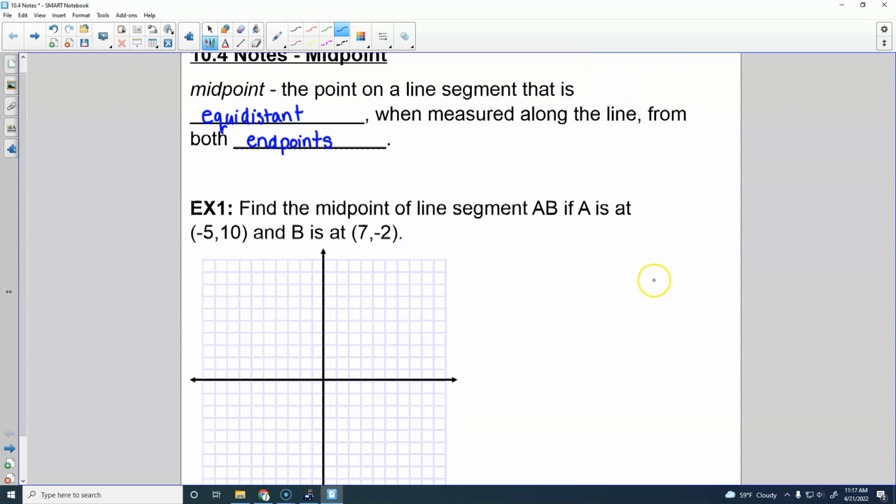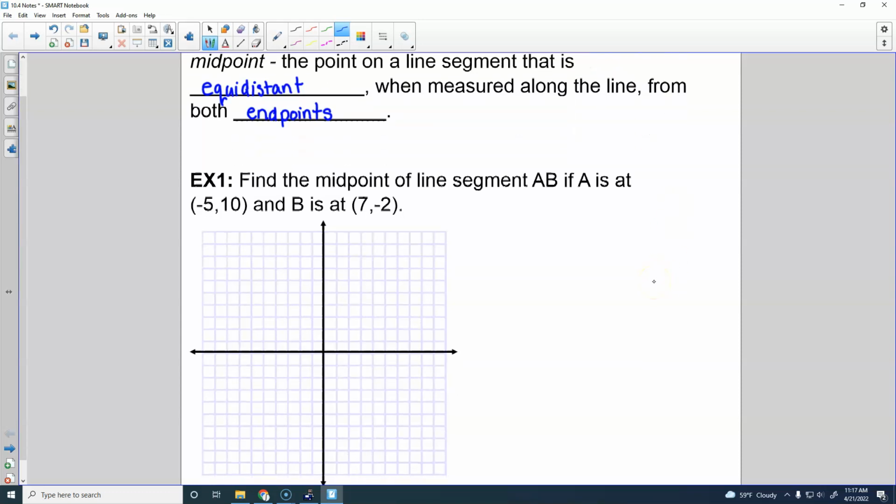So sometimes you can do this really easily with a graph. So let's see if we can do this one. We've got A is at negative 5, 10. And B is at 7, negative 2. All right, look at that and try to find the midpoint. We're just looking at it right now.